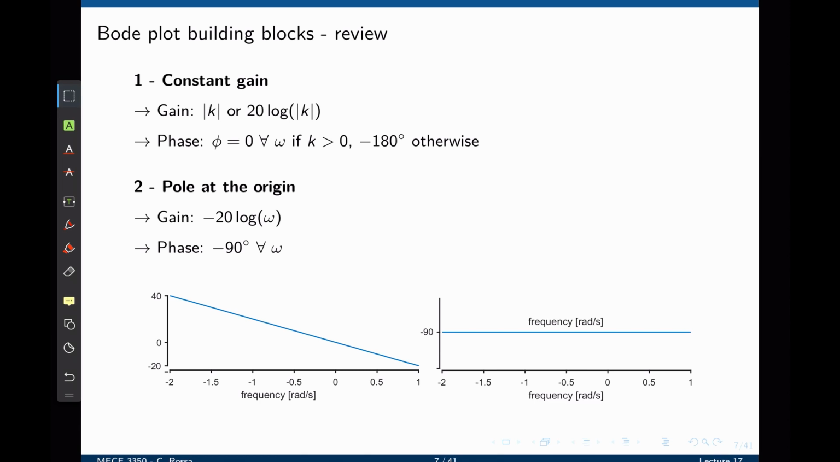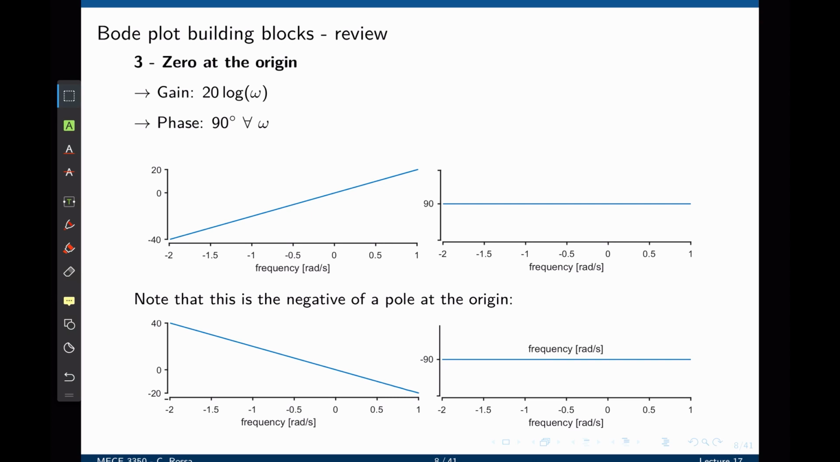In summary, a pole at the origin results in an angle of negative 90 degrees added to the phase of the transfer function, and a slope of negative 20 log of ω, the frequency, for all frequencies. The third elementary building block is the zero at the origin.